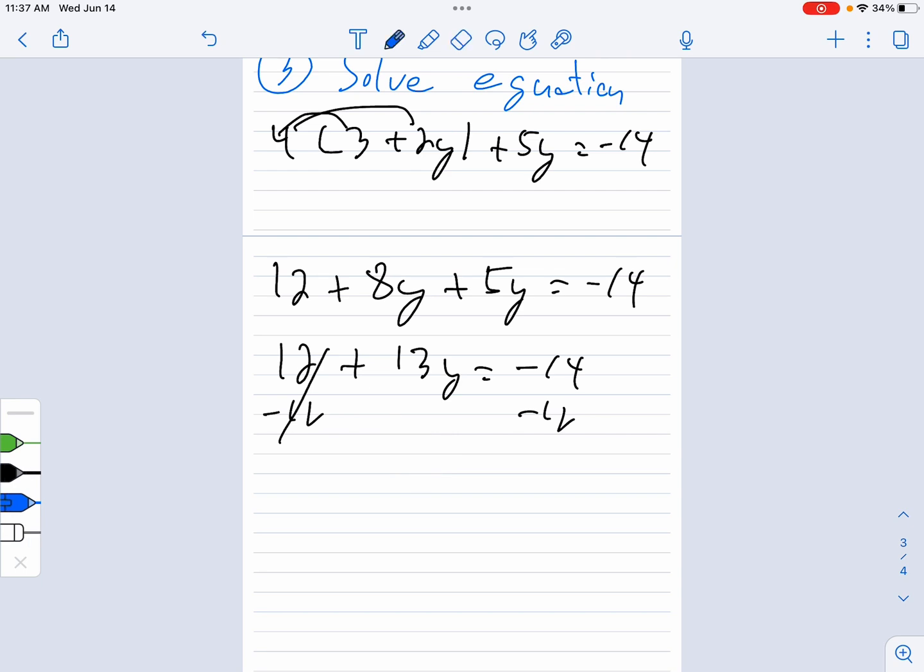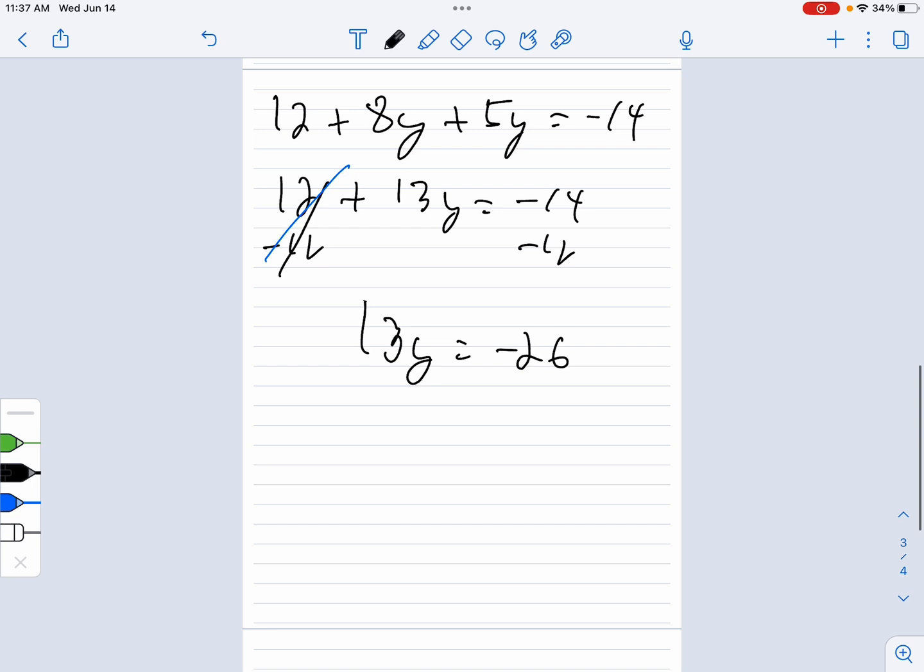So this side, this is gone. 13y equals minus 26. And I'll divide by 13. y equals minus 2. So now we need to find what the other variable is, which is x. So find the value of the other variable.